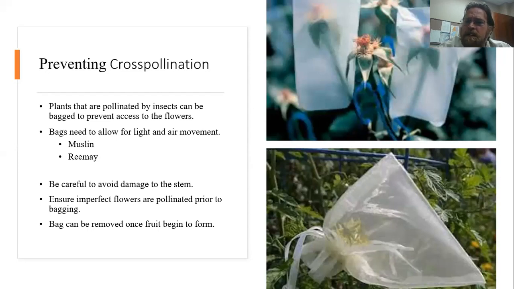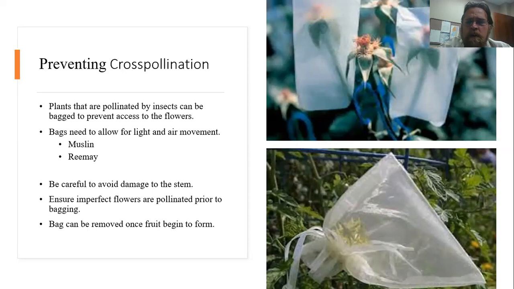And there's several materials that can be used in order to do this. It just needs to allow for light and for air movement. If you have something like a plastic bag, that's going to create a greenhouse effect in there, and oftentimes that is going to kill the flower. So materials like muslin, or there is a geotextile called Reemay that is used for this, can be made into little bags and then placed over the flower in order to prevent the access by those insects to the flower.